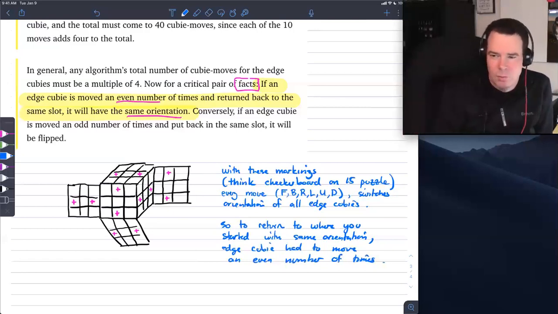So now we've got a new fact. We've got that if an edge cubie moves an even number of times and returns back to the same slot, it has to have the same orientation. So if you're going to want to flip a cubie, you're going to have to move it an odd number of times before you come back to where you start.